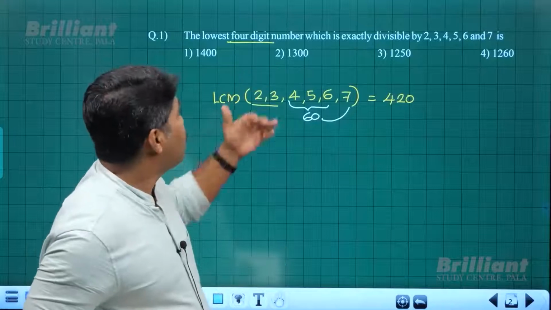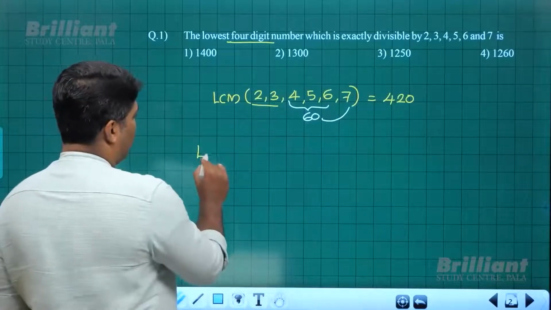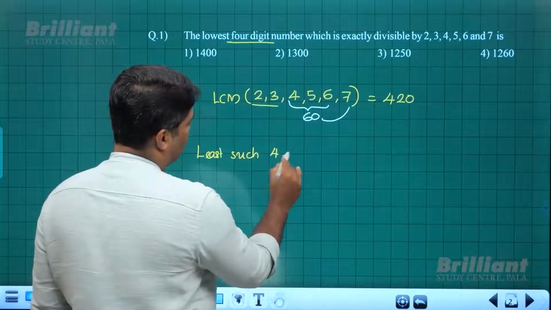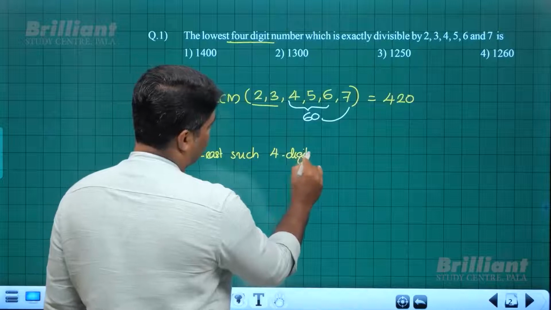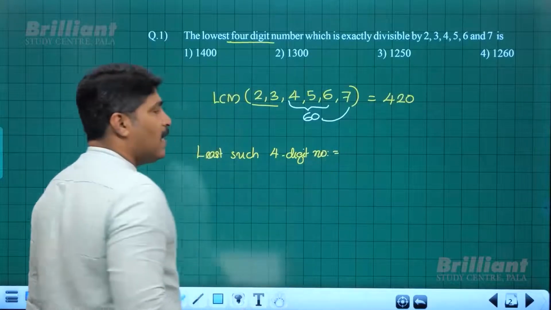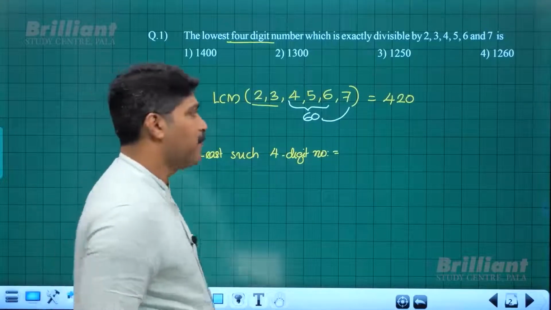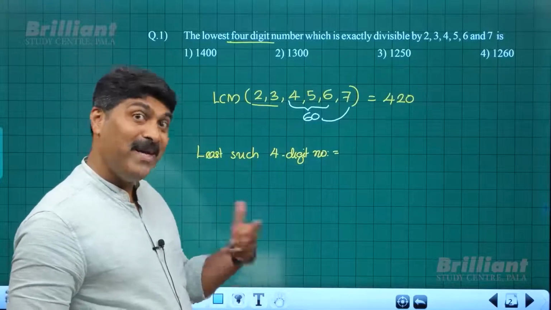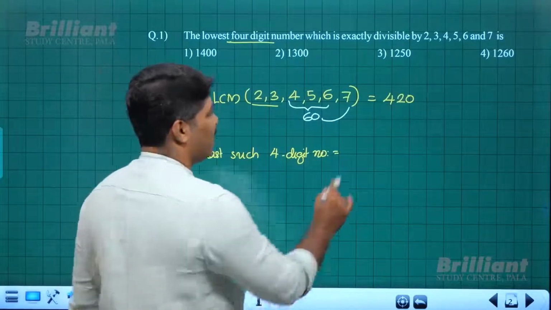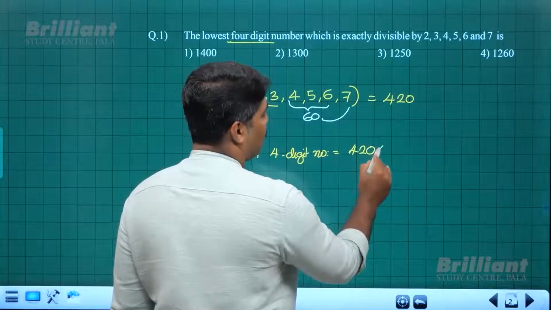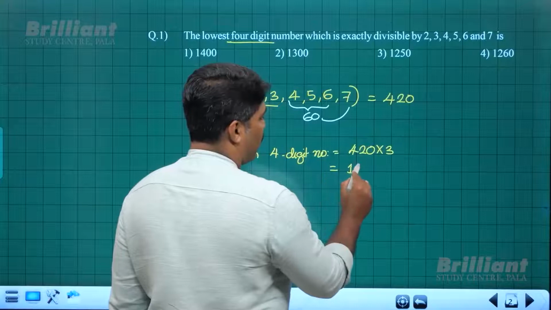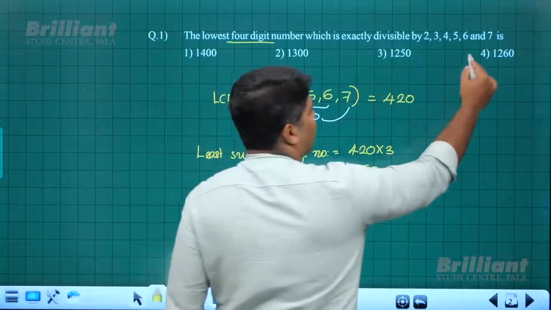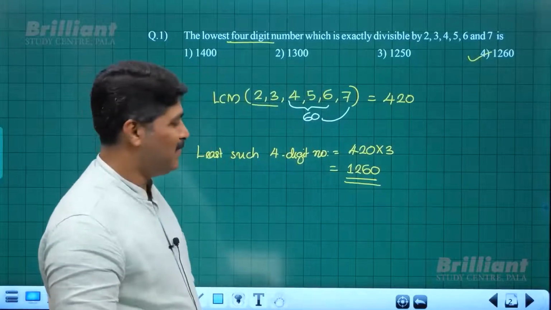But we need to find the least such 4-digit number. So that is the least 4-digit multiple of 420. We can easily do it: 2 times 420 is 840, so we have to consider 3 times 420. So that is 420 into 3, which becomes 1260. So this is the least such 4-digit number. Hence the answer is option 4.